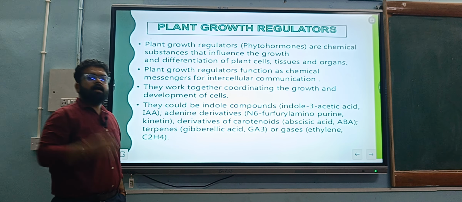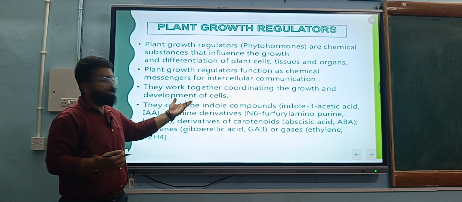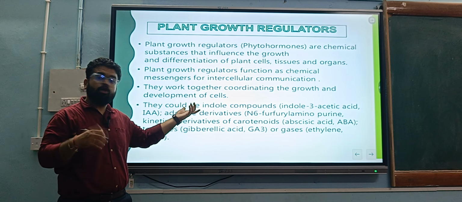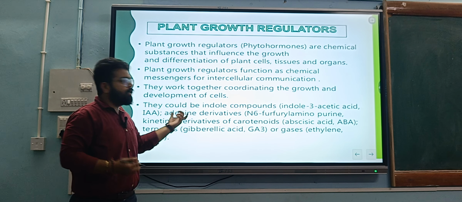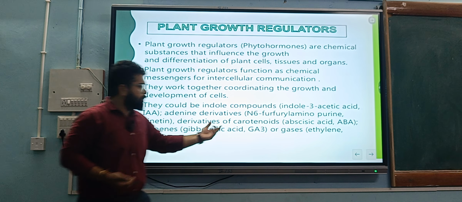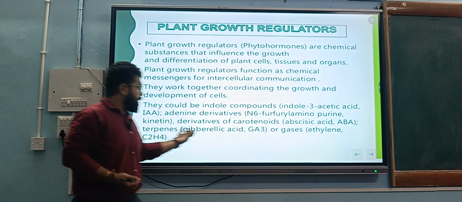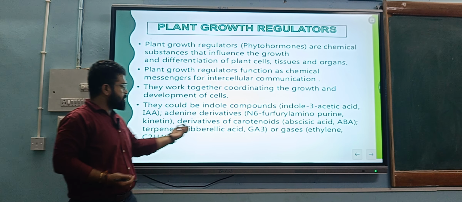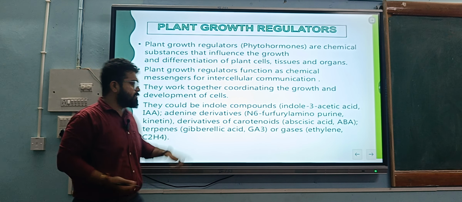So remember, the growth regulators can be indole derivatives such as indole acetic acid and indole butyric acid. It can be an adenine derivative such as adenyl purines, or a carotenoid derivative such as abscisic acid, or a terpene derivative such as gibberellin, or a gaseous derivative such as ethylene.